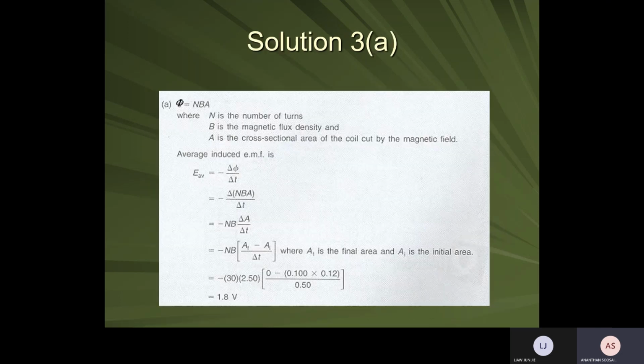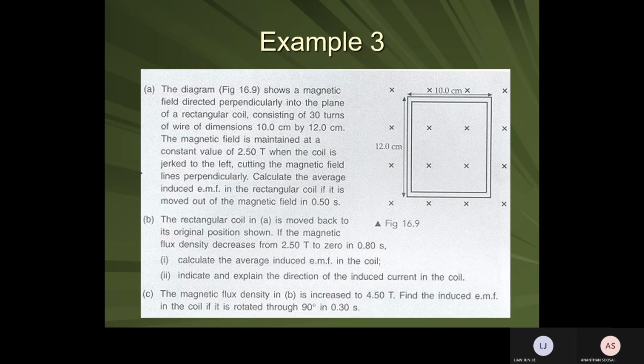So is the final flux 0 or the initial flux 0? The final flux is 0, right? Initial flux, how do you calculate? Initial flux is NBA, right? N is the number of turns, B the magnetic field strength, A the cross-sectional area. So 0 minus NBA over the time taken for this change to happen, 0.5 seconds.